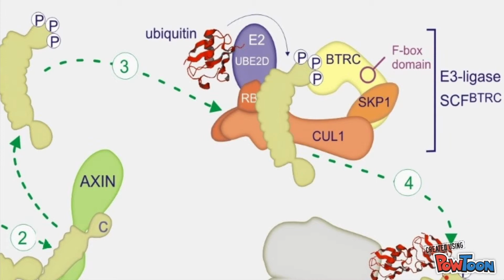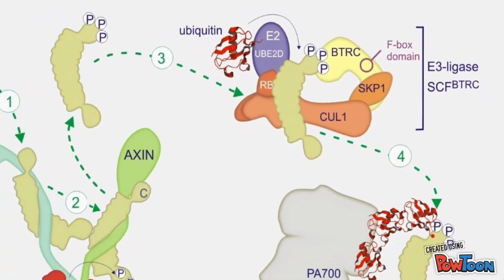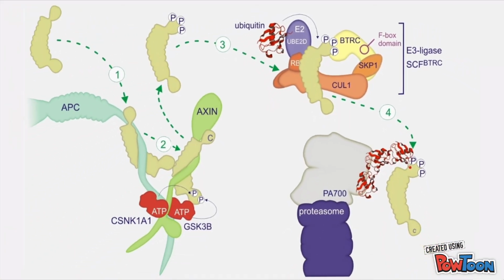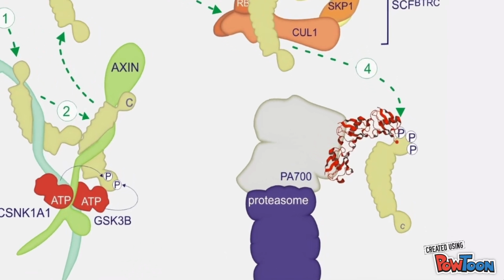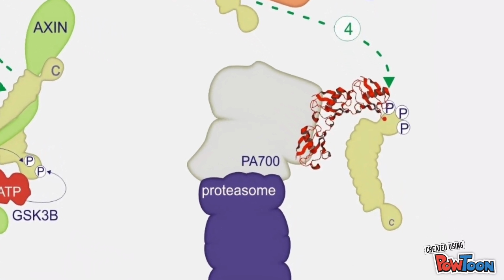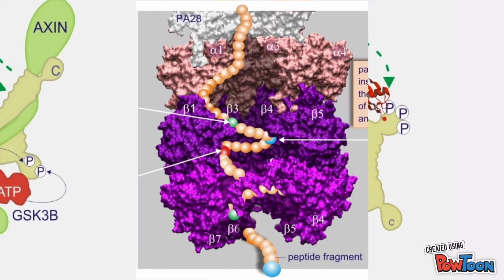The ubiquitin group is attached to the beta-catenin by E2. In total, 3 ubiquitin groups will be attached to the beta-catenin. The last step is when the polyubiquitinated beta-catenin is recognized by the regulatory PA700 protein. This protein is a subunit of the destruction proteasome. When the protein is bound to the proteasome, it is chopped up into small polypeptides, which can be used in.